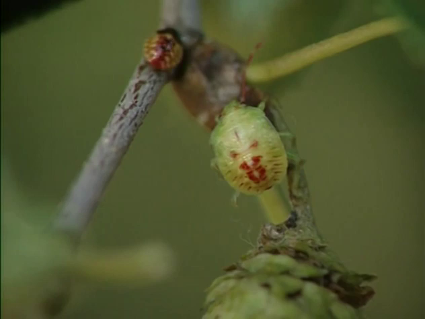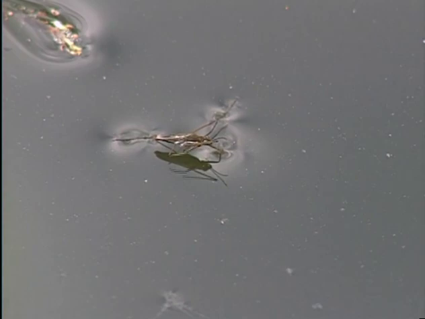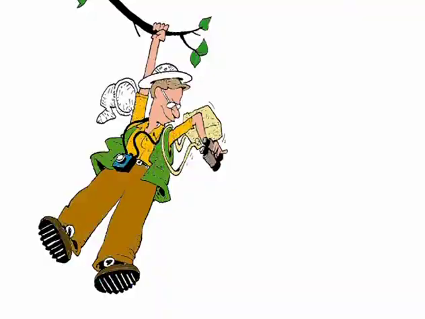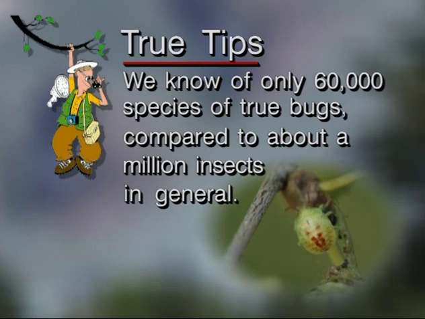Of course, we'll never reach that point, so we better just live with the term true bug and spend today's episode exploring the world of true bugs. It's a huge subject, and we are just going to live with the fact that we have to call them true bugs, no matter how much it truly bugs us to do that. We know of only 60,000 species of true bugs compared to about 1 million insects in general.